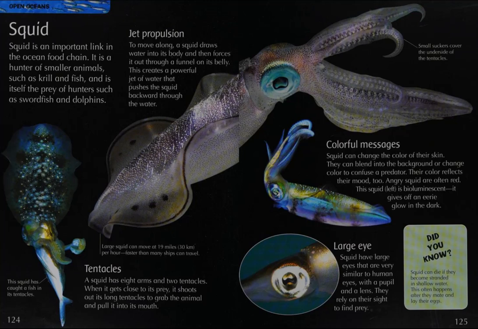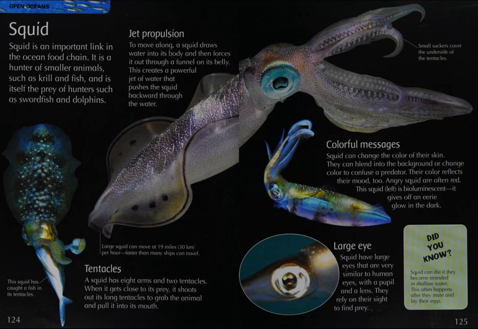Colorful messages. Squid can change the color of their skin. They can blend into the background or change color to confuse a predator. Their color reflects their mood, too. Angry squid are often red. This squid, left, is bioluminescent, it gives off an eerie glow in the dark.